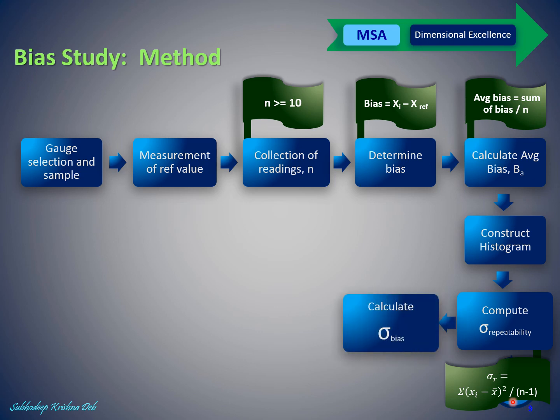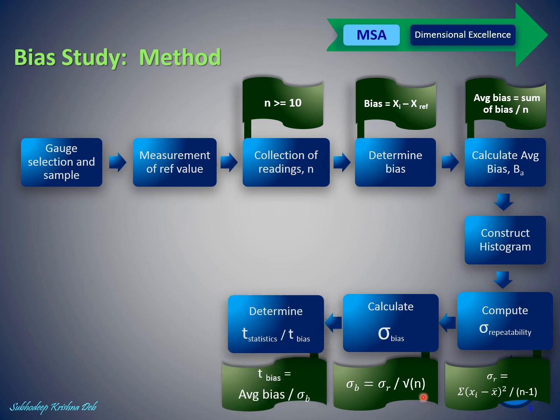Okay, then we have to calculate the sigma bias. Sigma bias is given by sigma repeatability divided by root over n, where n is the number of readings that we have taken. After calculating the sigma bias, we then determine the T bias. T bias is given by the average bias divided by the sigma bias. Yes, there are some formulas, we have to calculate some things to understand what the bias is, but okay, we can remember all this and we can do the calculations.